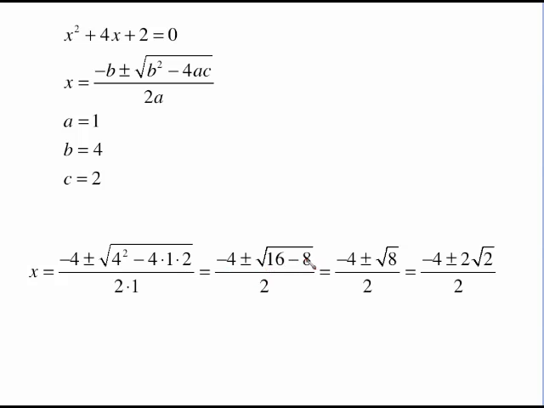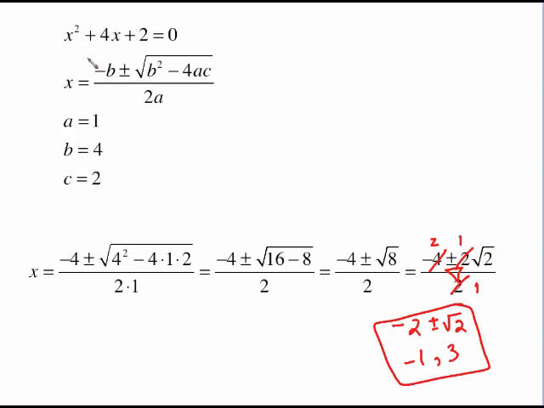4 times 1 times 2 is 8, which gives me 8 under the radical. Do your factor tree on that, which gives you 2 radical 2. Look at your triangle trick here. I can factor a 2 out of everything. 2 goes into 2 once, 2 here twice, 2 here once, which simplifies into negative 2 plus or minus the square root of 2. That's 2 different roots. Combined together with what we found on the other screen of negative 1 and 3, that's my 4 roots.